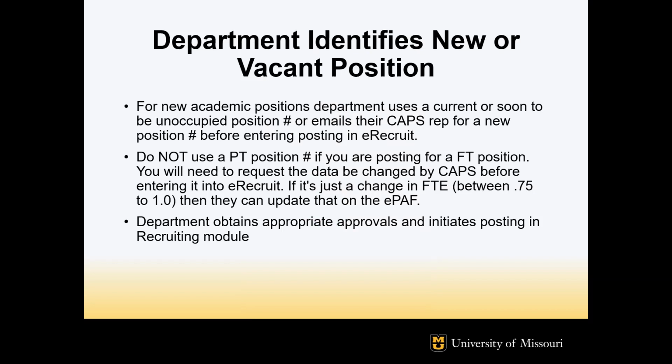Before entering anything into eRecruit, the first thing you have to do is to get a position number. For new academic postings, the department should use a current or soon to be unoccupied position number, or if they do not have a position number, they need to email their CAPS representative for a new position number. Unlike staff postings, you do not do PCQs for academic postings. You can reach CAPS directly to get a position number.